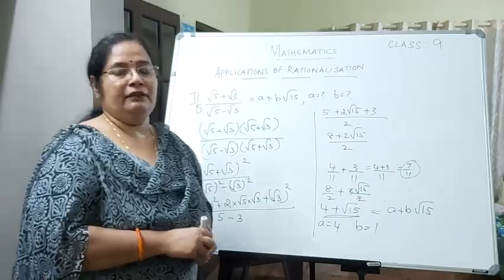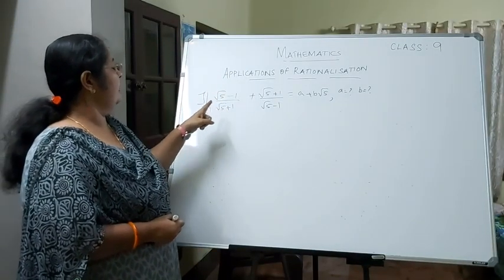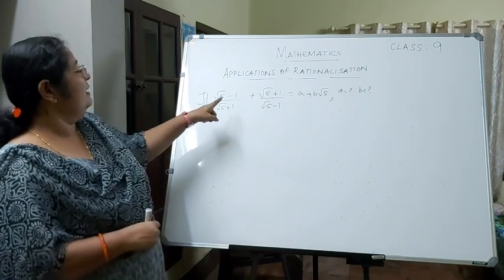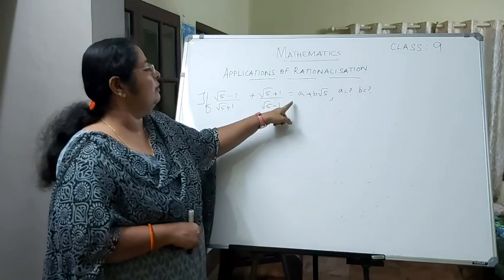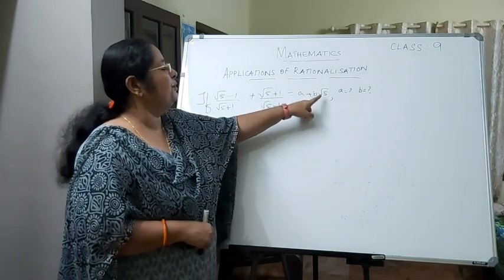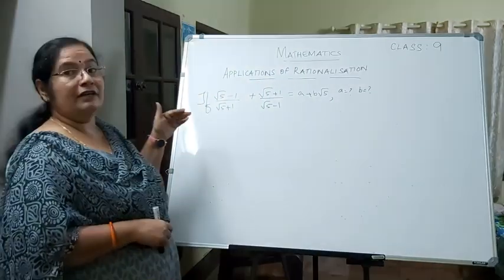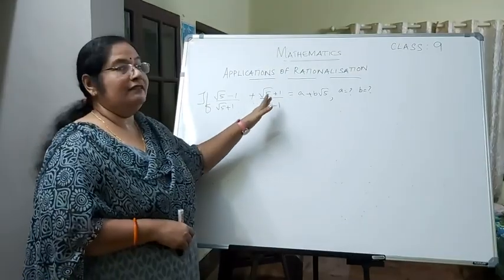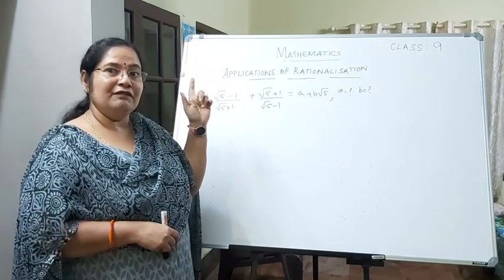One more example I will give you. The question is, if root 5 minus 1 by root 5 plus 1 plus root 5 plus 1 by root 5 minus 1 is equal to a plus b root 5, what is the value of a and b? Now we have learned last day, if you get questions of this type, what you should be doing? It is the same as adding fractions.